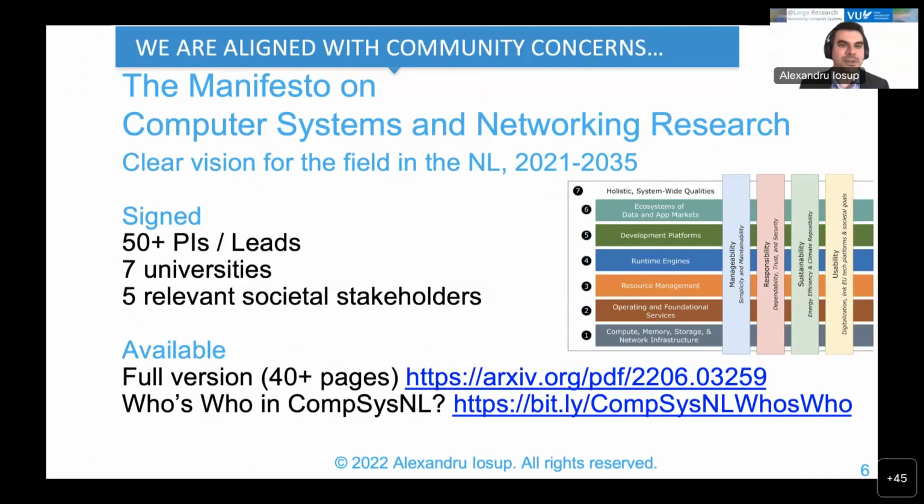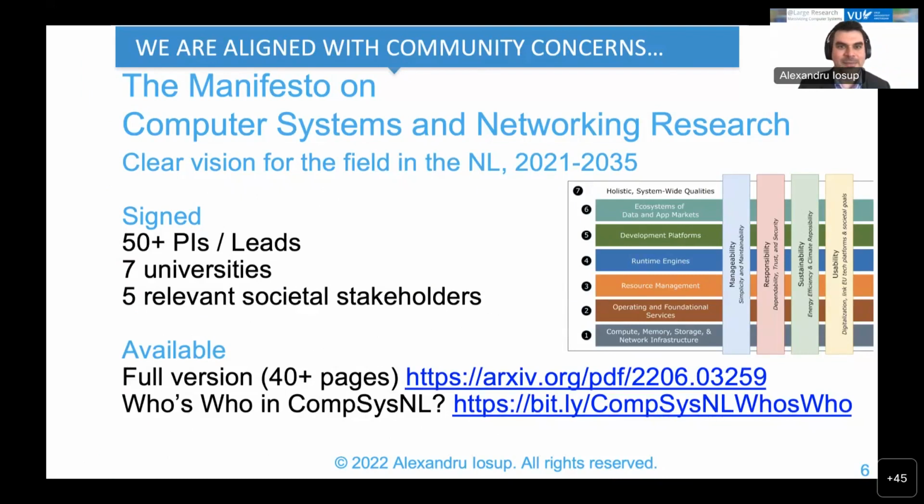Perhaps more interestingly, I co-lead the current manifesto on computer systems and networking research in the Netherlands. Here is where we say what we would like to do in this field in the Netherlands for the next 15 years. This is what we hope the government will be funding during this period. So if you're interested, just have a look. You can get all these links from the slides.